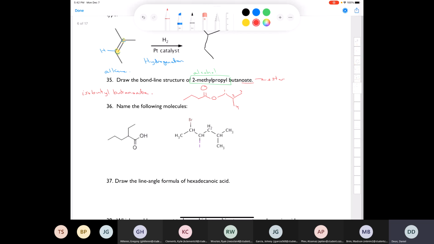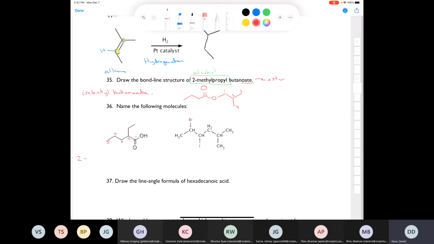Okay, next, name the following molecules. Just some good old nomenclature problems. Students are usually pretty solid on these. So the first one's a carboxylic acid. Let's count the number of carbons in the longest chain, which hopefully you can see is not 1, 2, 3, 4. No, that's not the longest chain. The longest chain is 1, 2, 3, 4, 5.